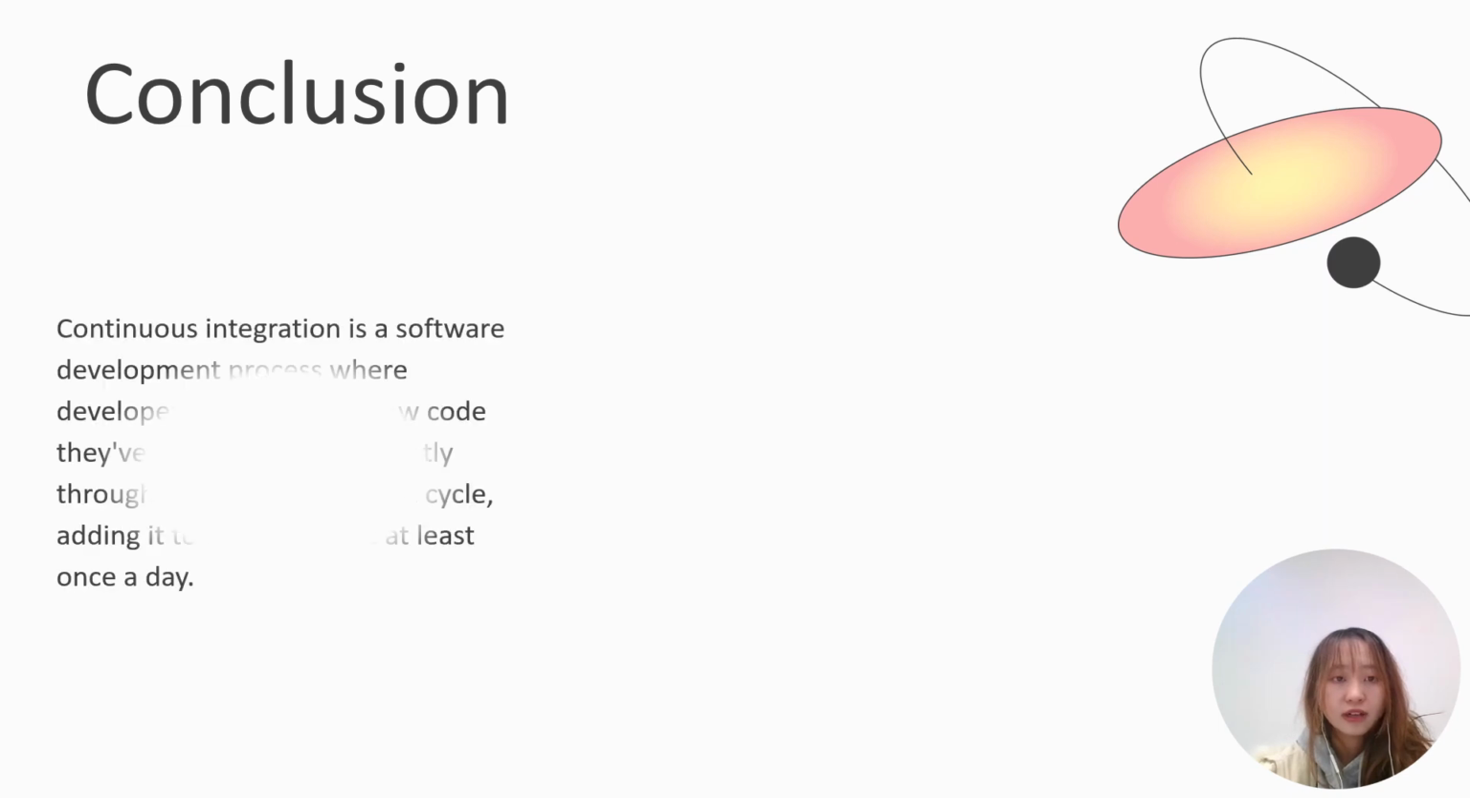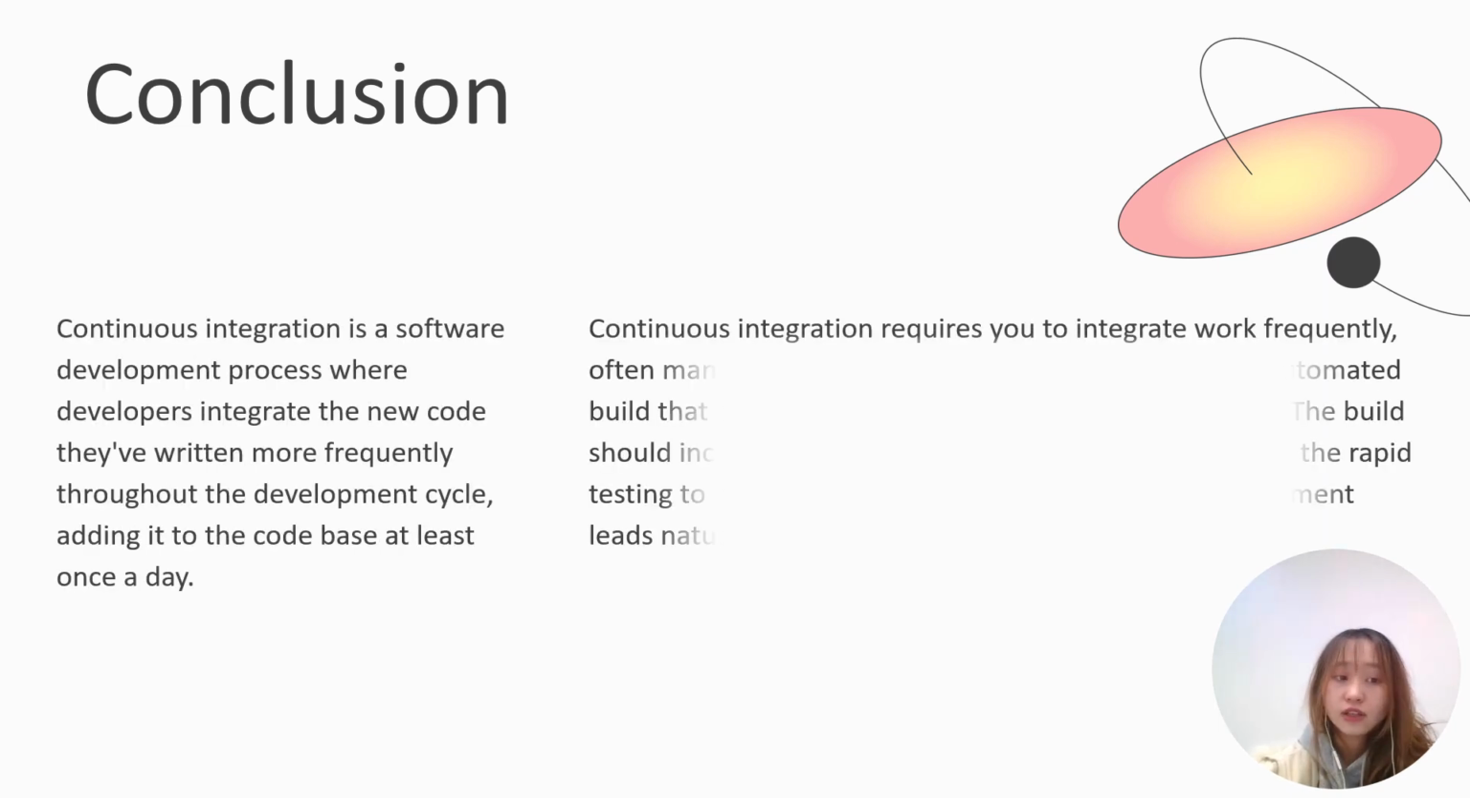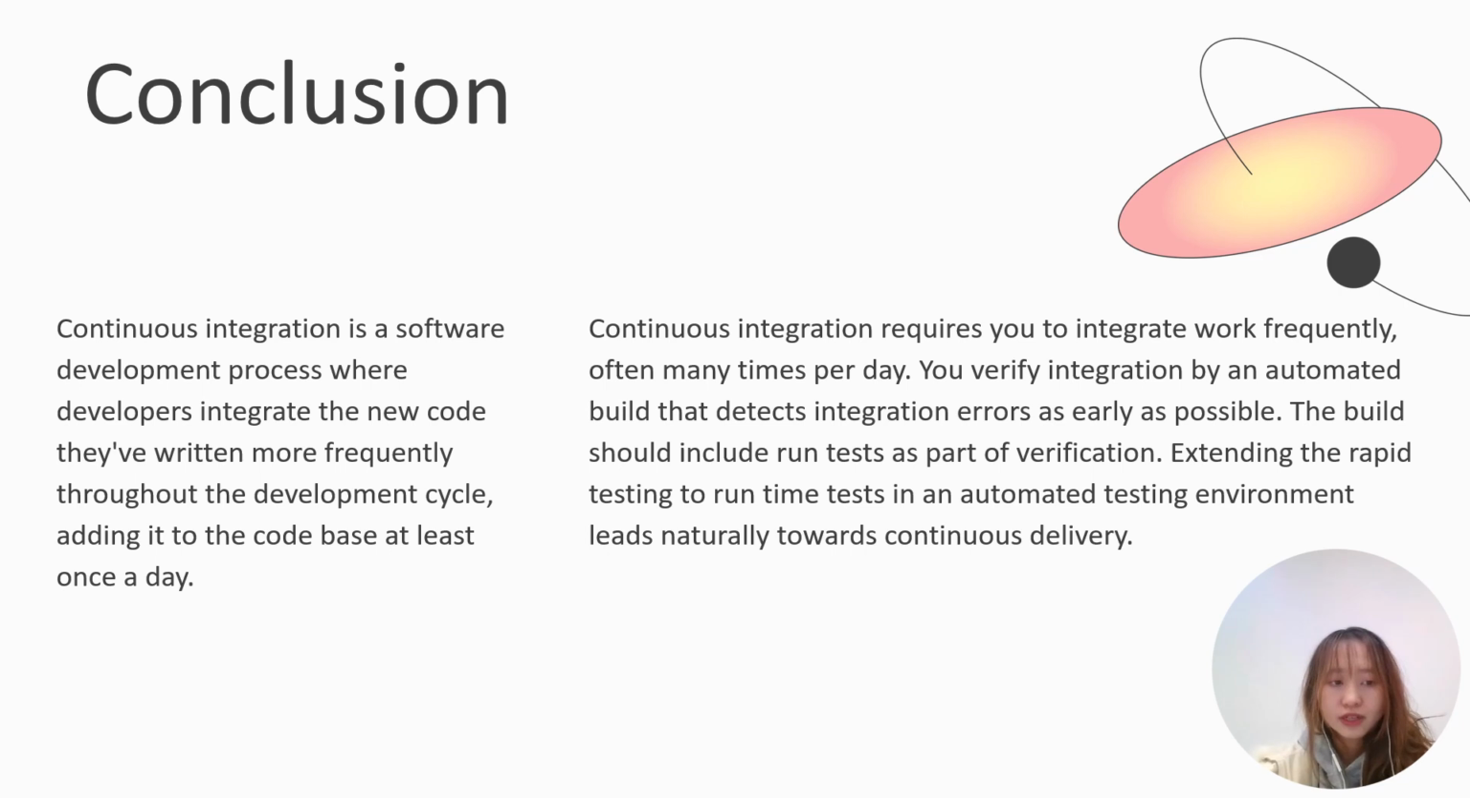Okay, then I will make a conclusion. Continuous integration is a software development process where developers integrate new code they've written more frequently throughout the development cycle, adding to the code base at least once a day. And it requires you to integrate work frequently, often many times per day. You verify integration by automated build, which detects integration errors as early as possible.